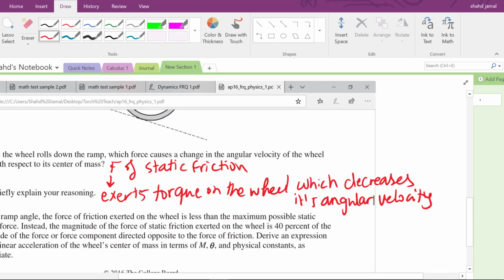So all you need to say is that this force simply exerts a torque on the wheel, which decreases the wheel's angular velocity. Again, if you write this reasoning and obviously this force, you get the full mark.